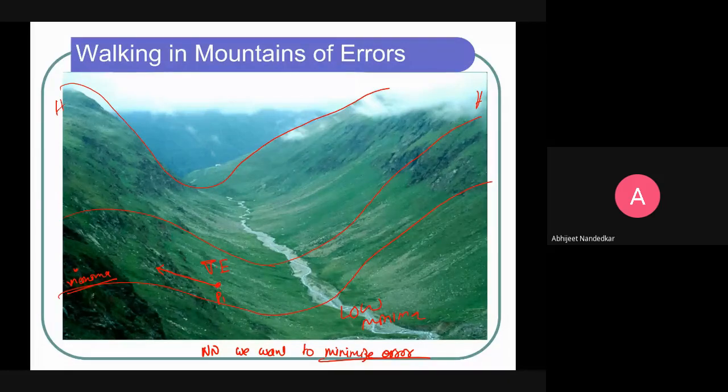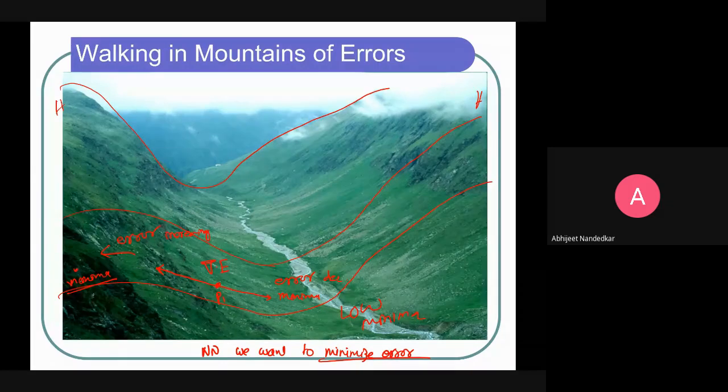But we want to travel towards minima. Okay, we do not want to climb the mountain of maxima where error is increasing. So this side is error increasing. And this side is error decreasing.